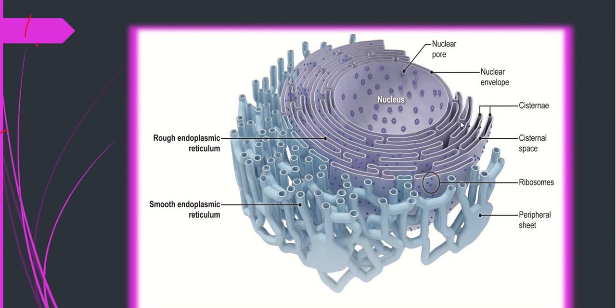Cisternae are long, broad, flat sac-like structures arranged in parallel bundles or stacked to form lamellae. This narrow space is the cisternal space.